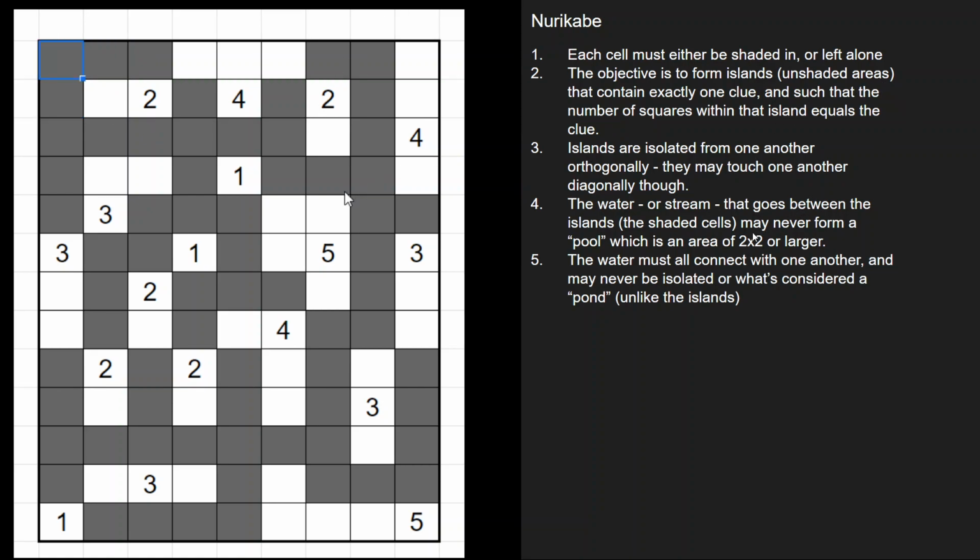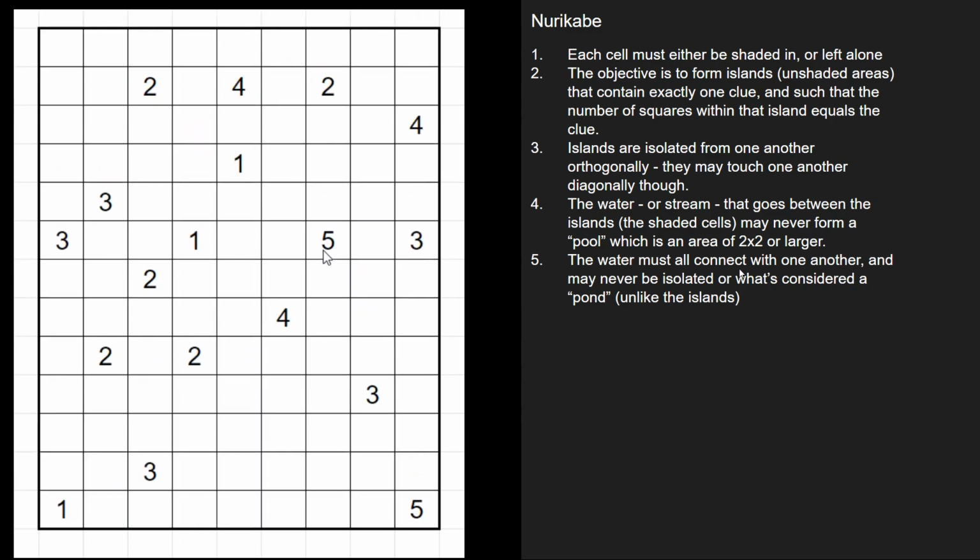So the stream or the water works in the opposite way of the islands. The numbers are always going to be considered white cells and have to be isolated from all other clues, whereas the water goes in between the islands. So that's about it as far as the rules go.